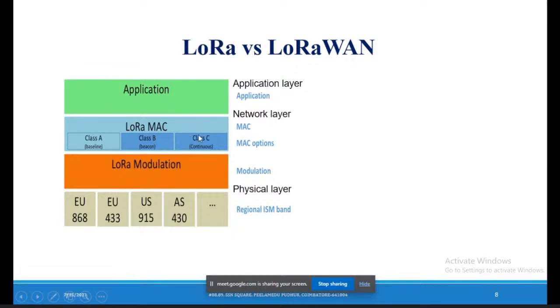In this LoRaWAN and LoRa MAC we have three sets of things, which we'll see in the backend. So this is how my LoRa and LoRaWAN is allocated in the OSI layer: the physical layer, data layer and network layer, so that these things are located.